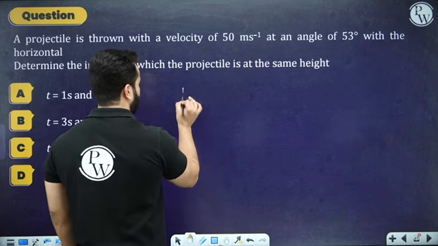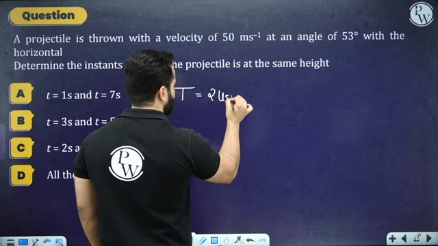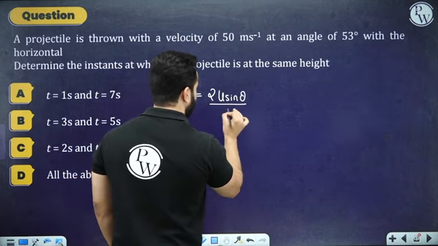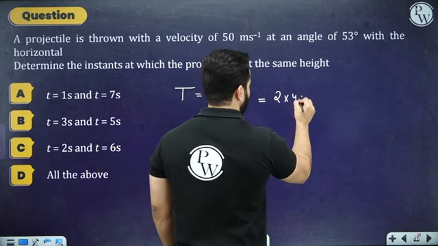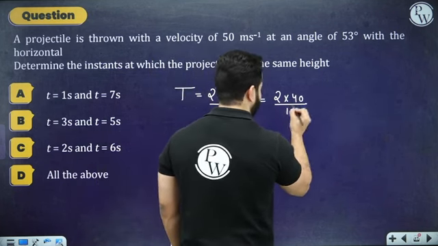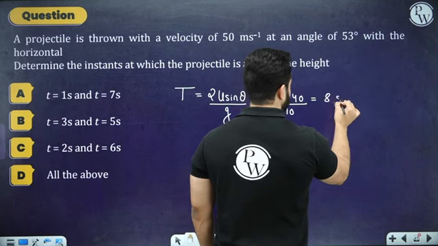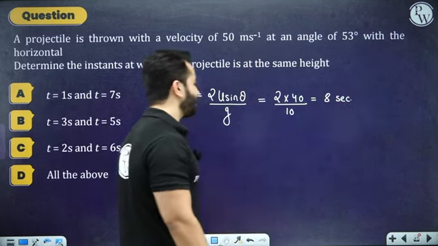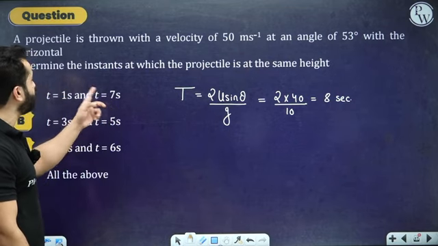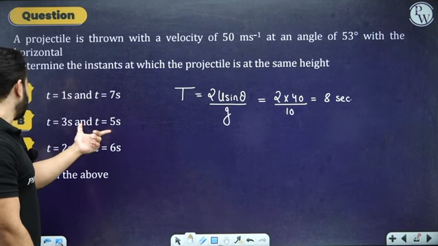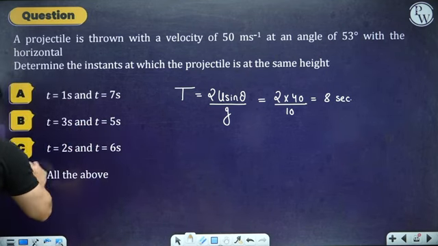If you remember, the time of flight is going to be 2u sine theta by g, and we have already found out that it was 40 meter per second divided by 10. I'm going to take it as 10, right? So it is going to be 8 seconds. Now 1 plus 7 is 8. So this is going to be the answer, and the second one is also, and so is the third one. So that means D is going to be the correct answer.